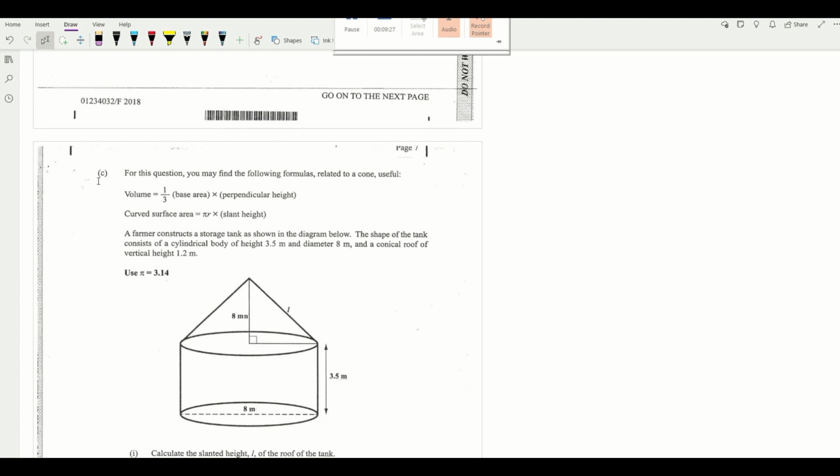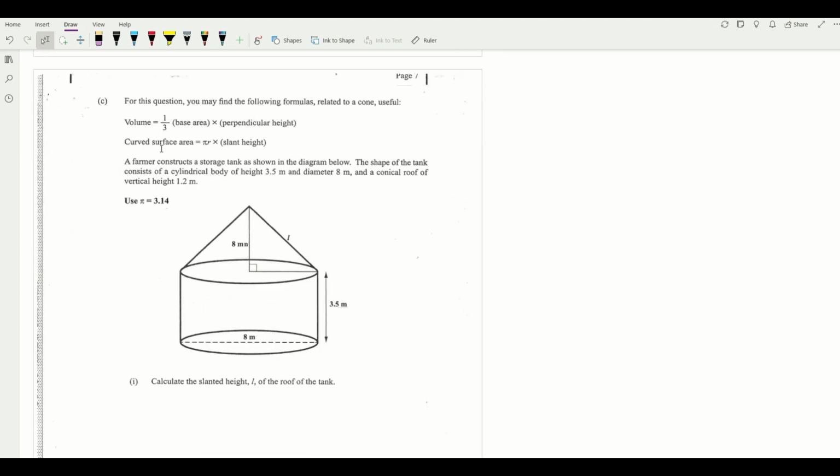Let's read this part C. For this equation, you may find the following formulas related to a cone useful. They told you the volume, so they're giving you the formulas. Volume is a third the base area, your base in this case is the circle, multiplied by perpendicular height. The curved surface area is this.